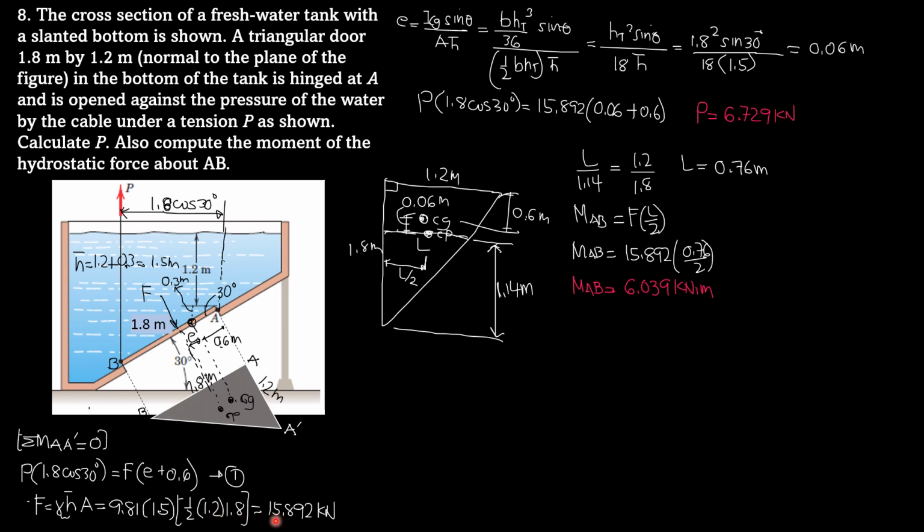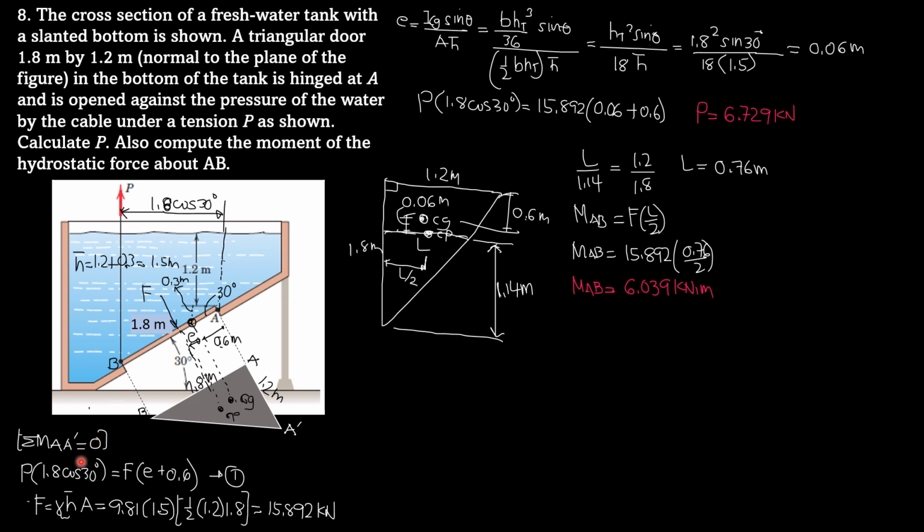So solving for F, it is 15.892 kilonewtons. Then we solve for E, I sub CG sine theta over area times h bar, which is b h cubed over 36 times sine theta over the area of the triangle, 1/2 b h, times h bar. So simplifying, that would be h squared sine theta over 18 h bar. The height of the triangle is 1.8 because this is the axis through the centroid, supposedly. So 1.8 squared times sine of 30 degrees over 18 times h bar, which is 1.5, so it is 0.06 meter.